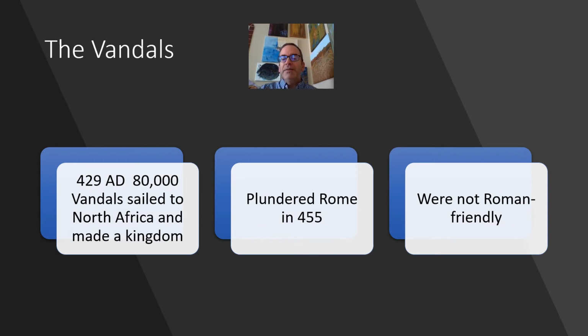So a lot of the barbarians who move into Roman territory do not necessarily want to destroy what the Romans built. They want to take it over. They want to sort of mimic what the Romans had, except for the Vandals. And so in 429, you've got a huge number of Vandals sailing from Spain to North Africa, and they make their own kingdom there. They were not Roman friendly at all.